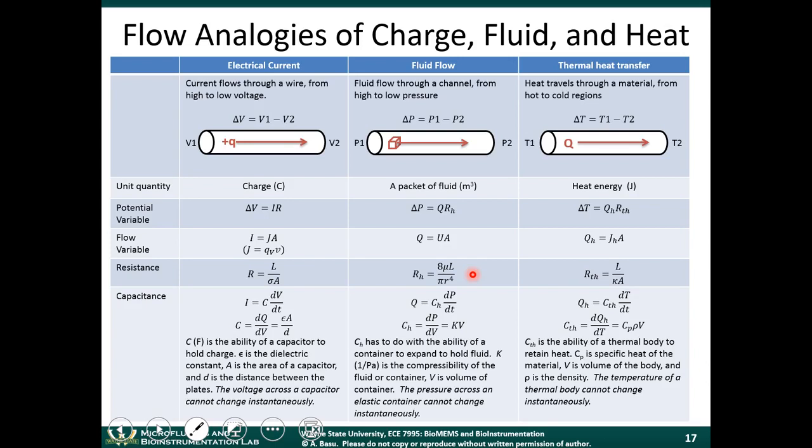So let's look at the formula for hydraulic resistance. It's 8 times mu times L divided by pi r to the 4th. Mu is the viscosity of the liquid. So if you're trying to push honey through a pipe, it's going to be much more difficult than pushing water through a pipe, right? So there's a viscosity element that's a material property. It depends on what you're trying to flow through the pipe. In the electrical domain, the material property is the conductivity of the material.